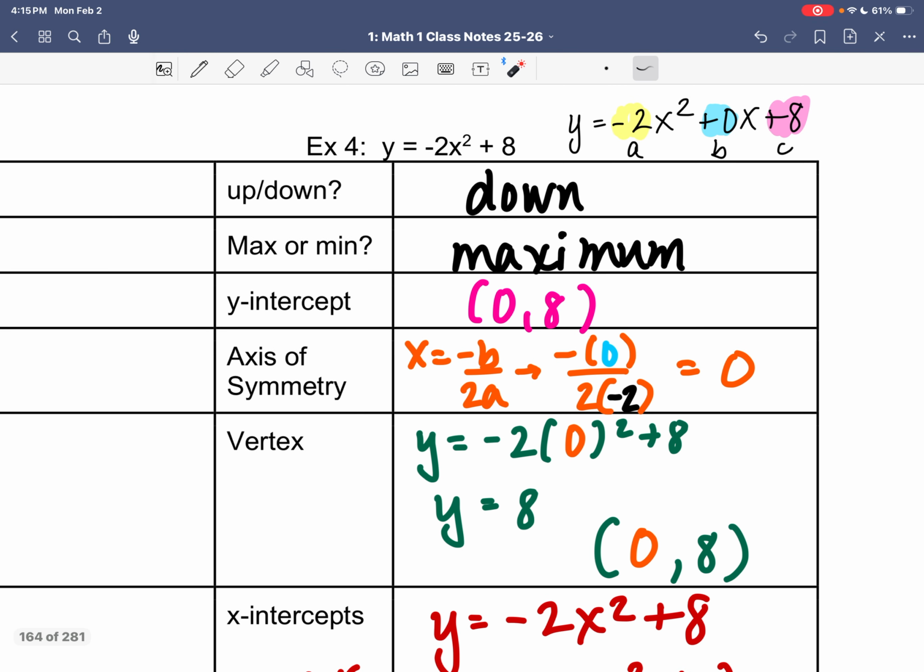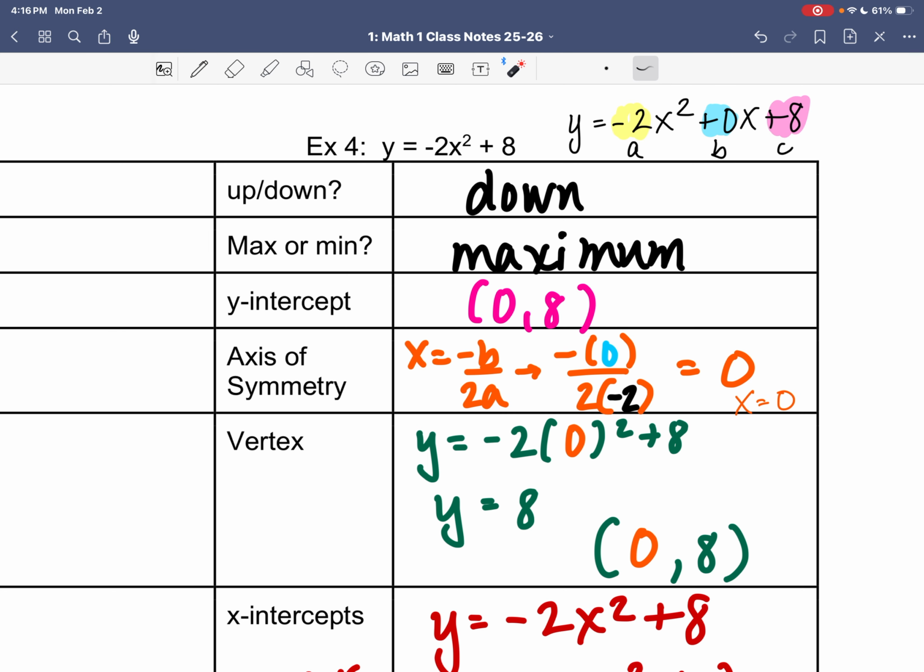All right. So we know that it's down because this is a negative a, which would make it a maximum because it would look like that. And we know the y-intercept is your constant value. I know the axis of symmetry is going to be negative b. Well, we said b is 0. And then we said it's over 2a. Well, we said a is negative 2. And once you have 0 in here, that's going to give it all 0. So x equals 0.